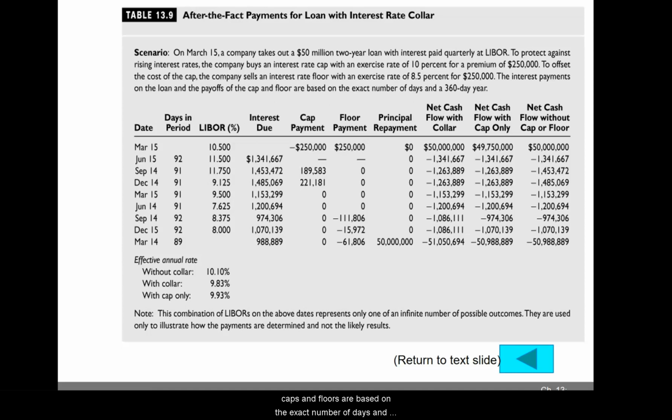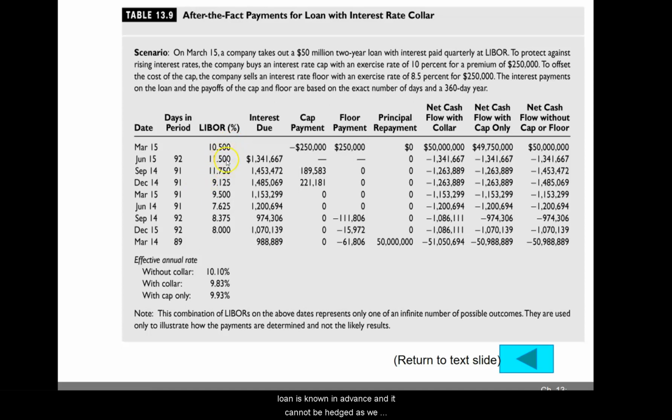So we see here from the table that on 15th March the LIBOR is 10.5%. So the first payment on the loan is known in advance and it cannot be hedged, as we saw in the case of the interest rate cap and interest rate floor.